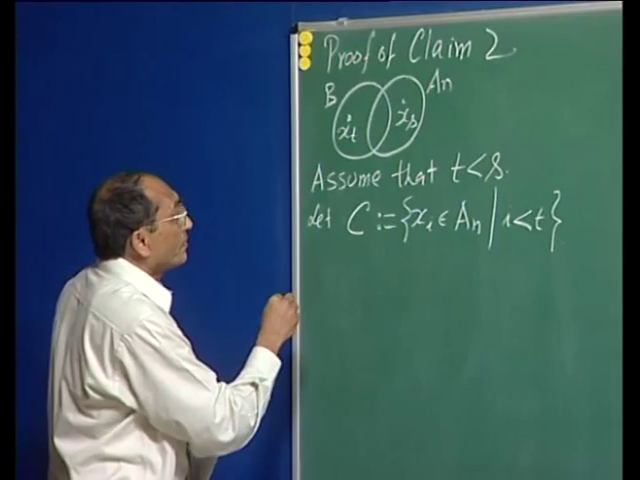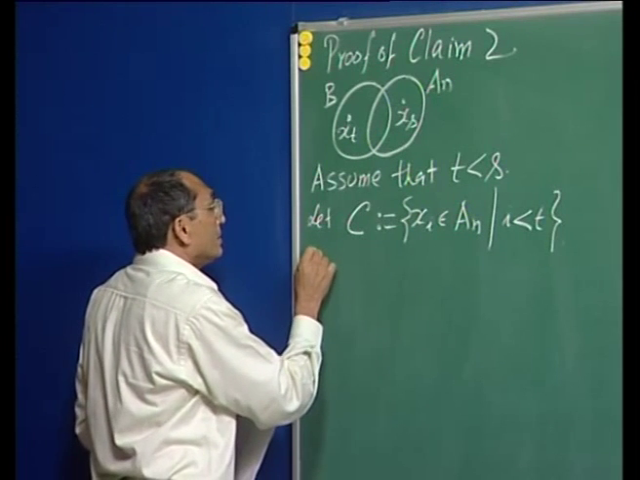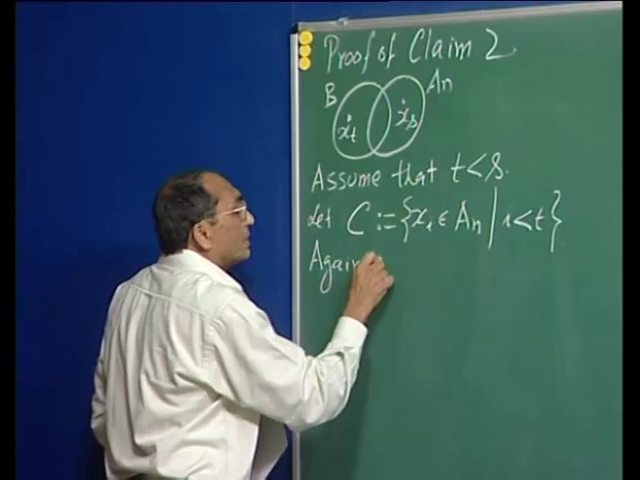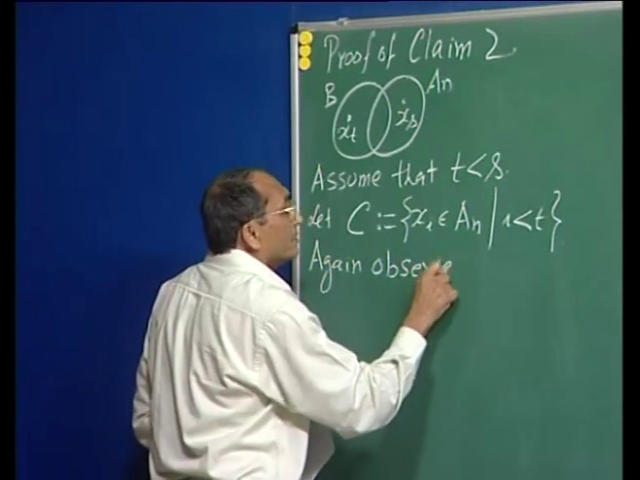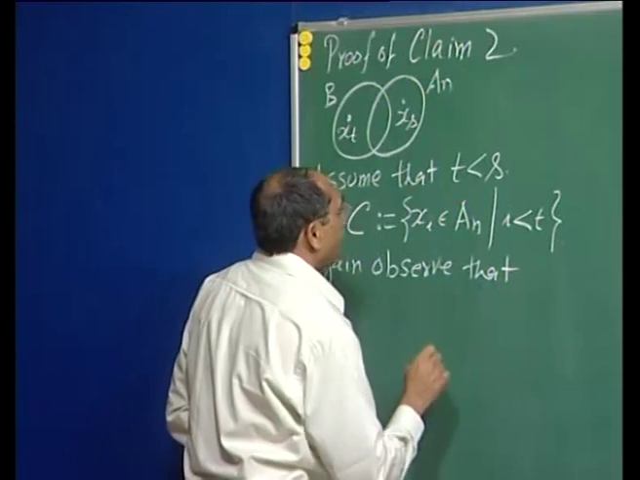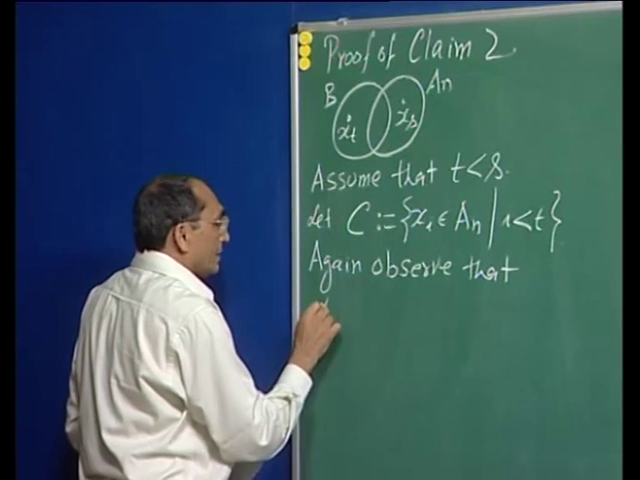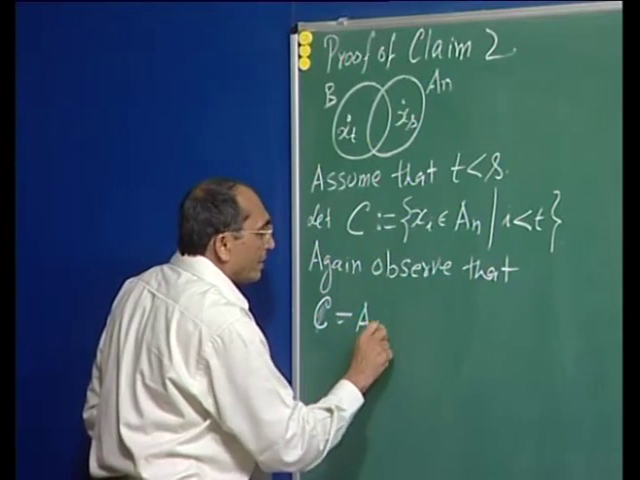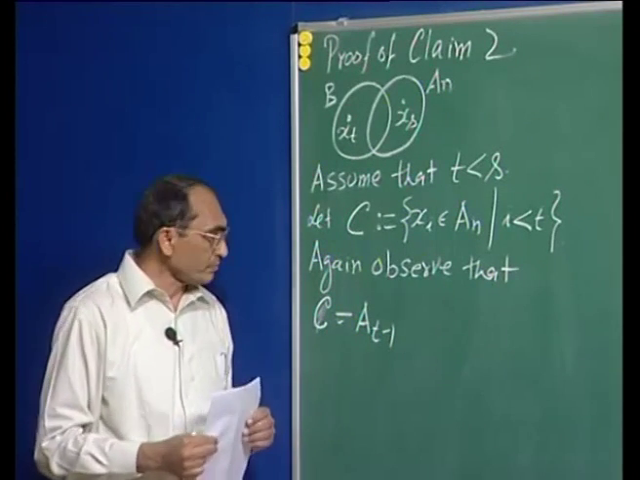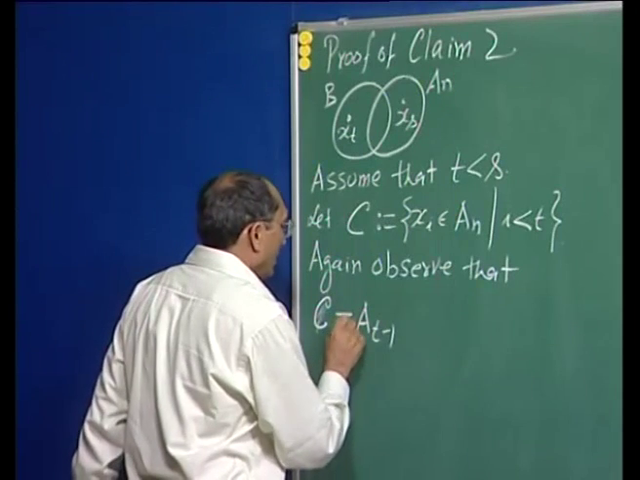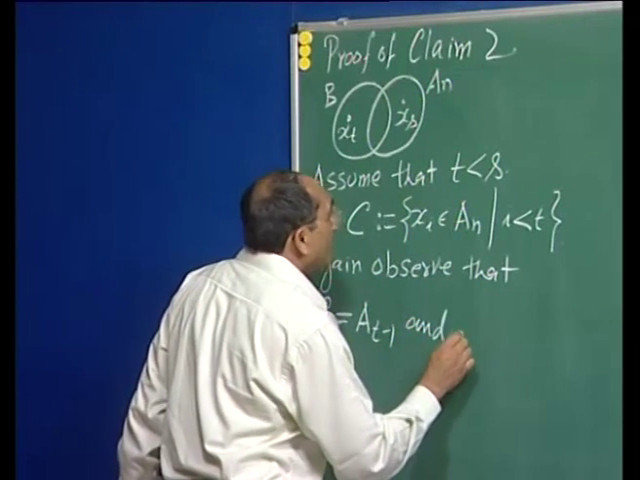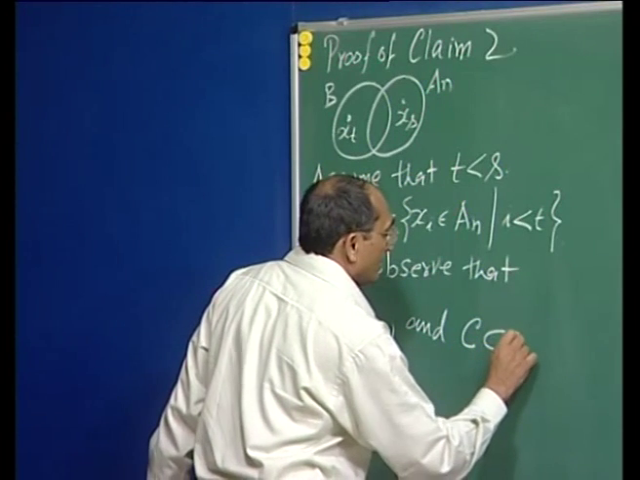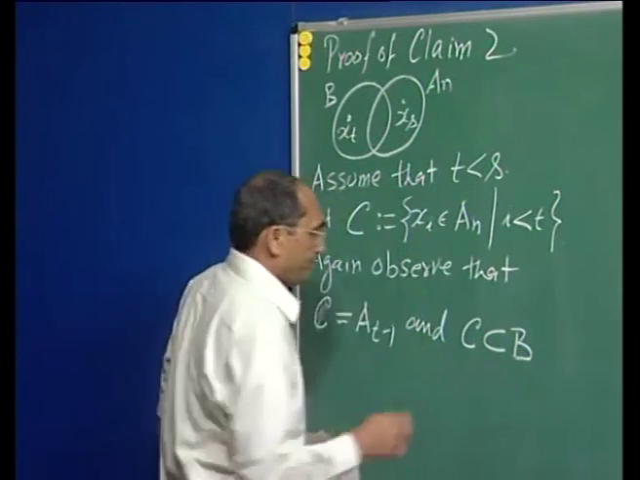Now, clearly, as we noticed earlier, again observe that C is A_{t-1}, and we also know that C is a subset of B.